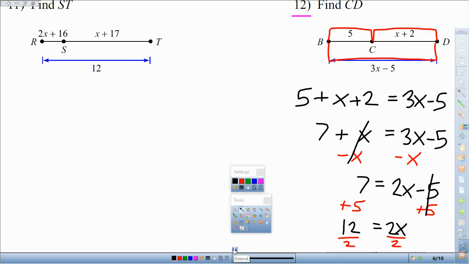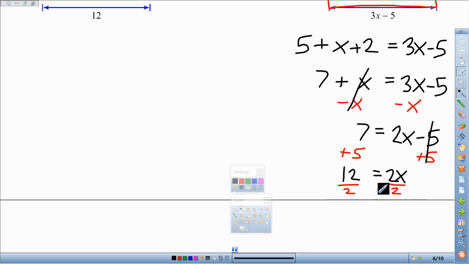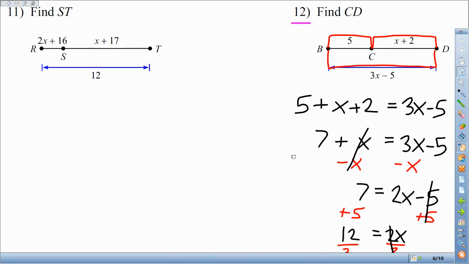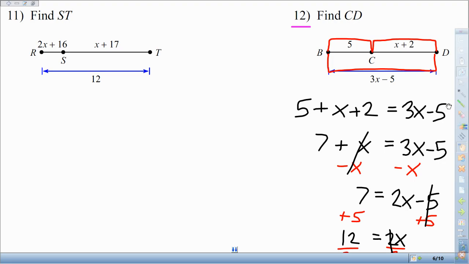Okay, these are gone, and I'm going to get 6 equals x. I'm going to save myself a step and flip it around: x equals 6. Here's the thing. You might be tempted to put a box around this and be done. Not on these problems. On these two problems, we need to plug x back in and figure out what they want us to find. They want us to find CD.